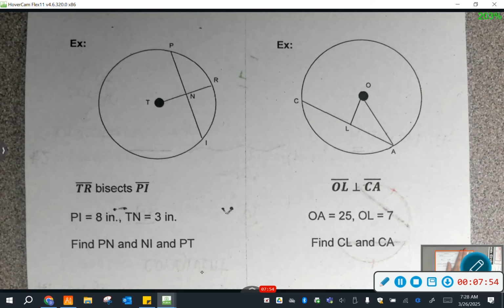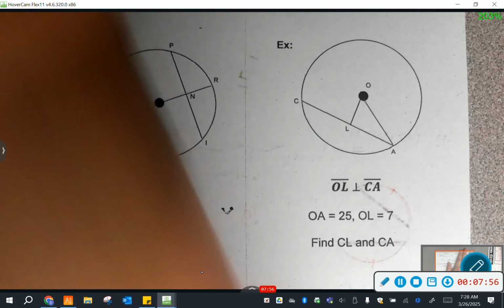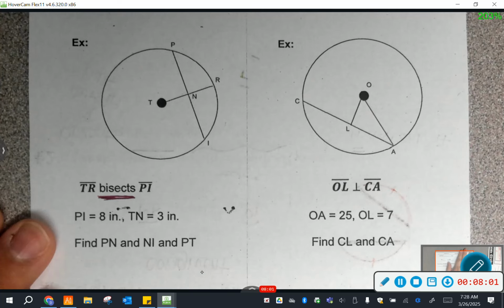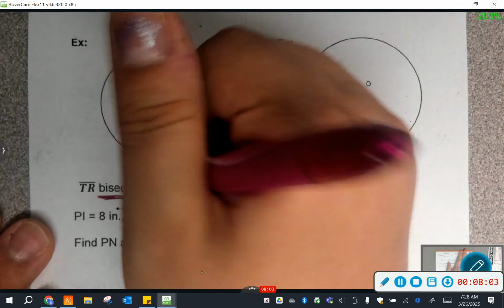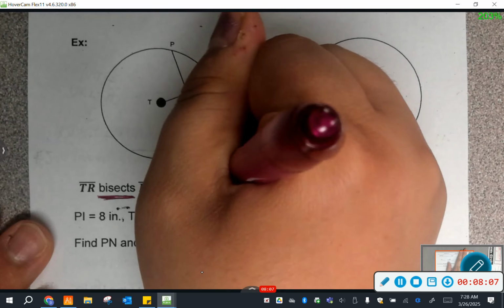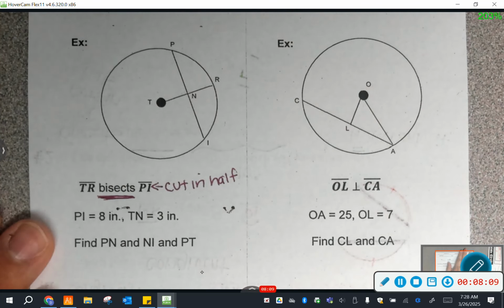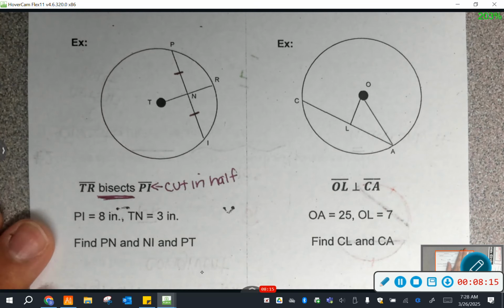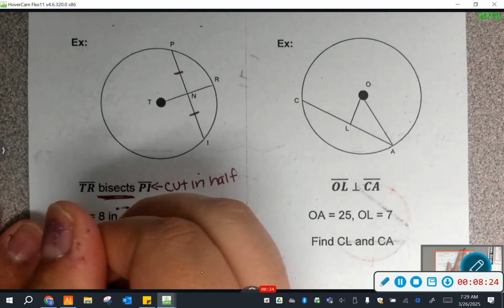Example number 1 says TR bisects PI. What does this word bisects mean? Cuts in half. So PI is cut in half. So how can I show that PI is cut in half? Let's add tick marks. Can everybody please add tick marks right here? It tells you PI is 8. Y'all see that right there?